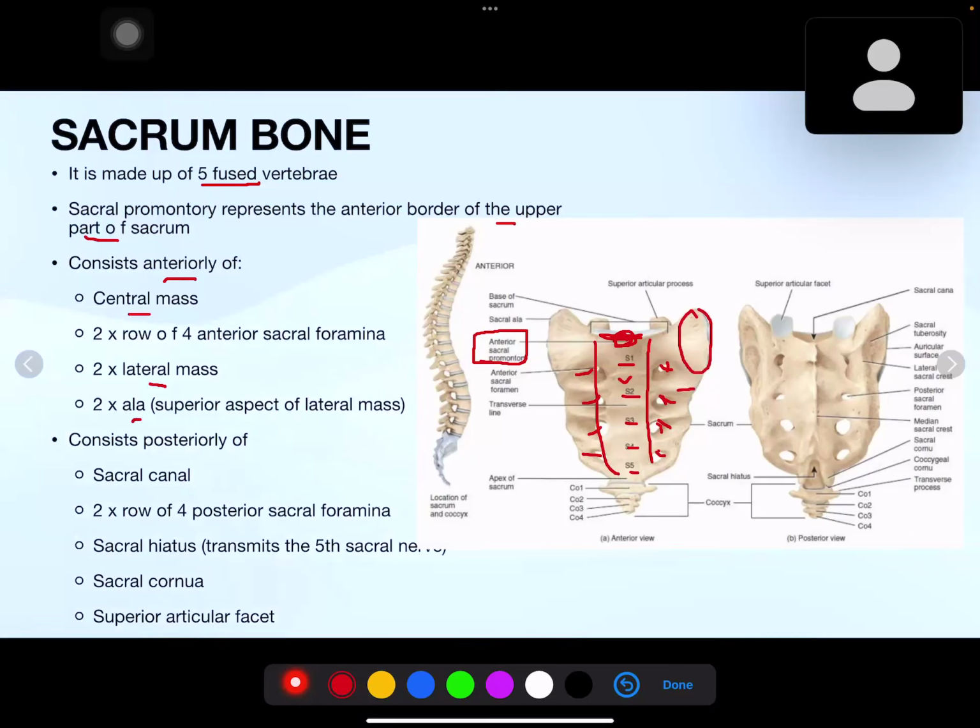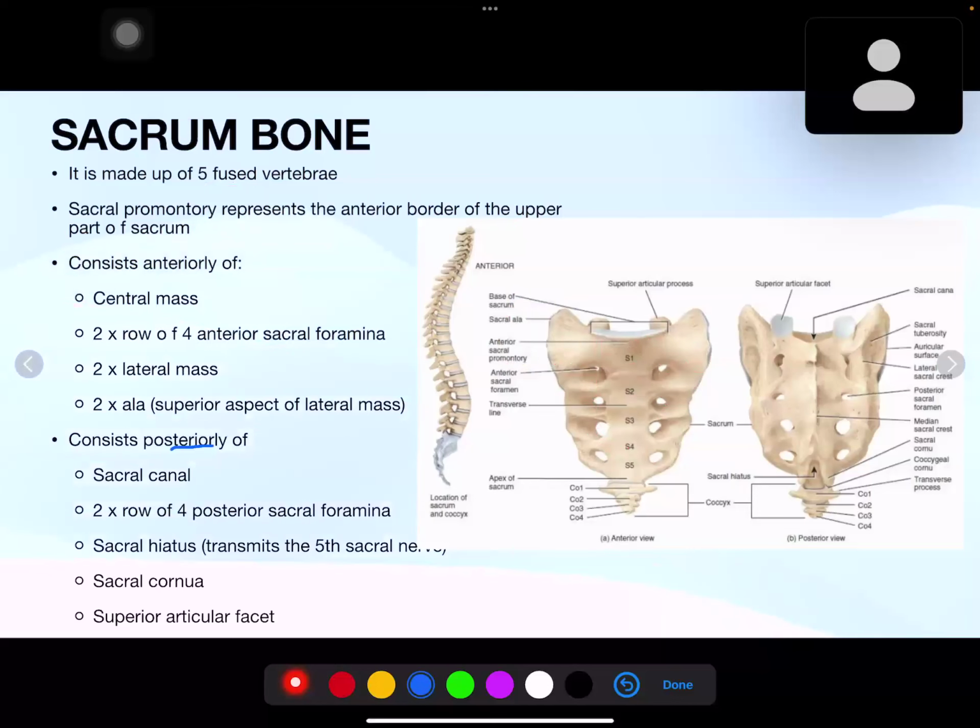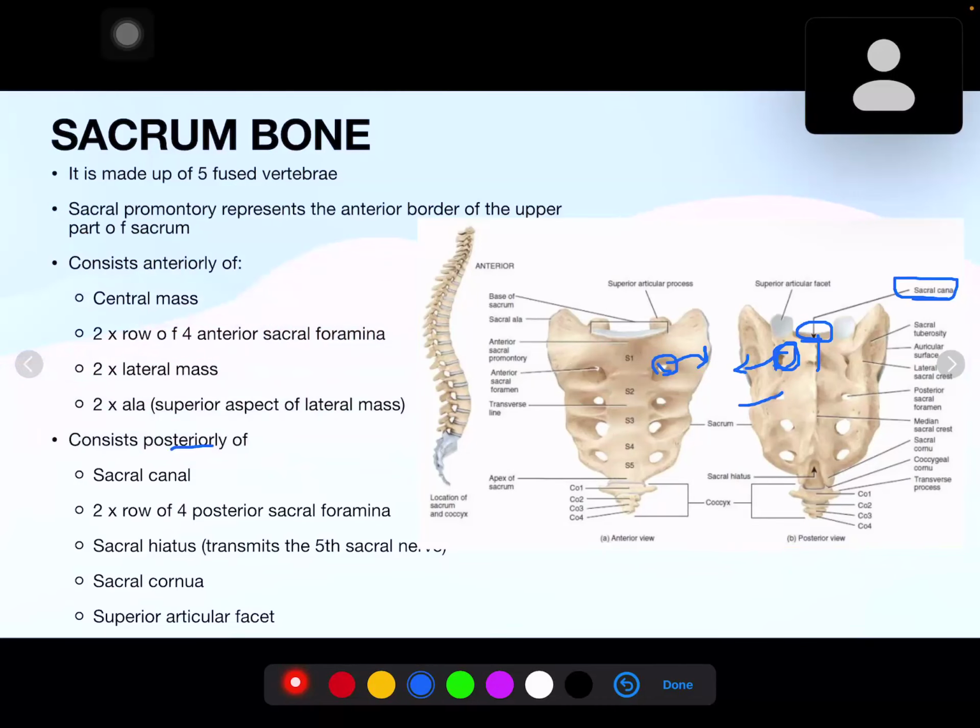Then there's a lateral mass and then there's the ala, which articulates with the iliac bone through the articular surface. Posteriorly, in the posterior view of the sacrum, you will see the sacral canal through which all the nerve roots go down. Likewise, there are posterior foramina. Through the anterior foramina the anterior nerve roots go, and through the posterior foramina the posterior nerve roots go. Again, there are 4 rows of posterior sacral foramina on both sides.